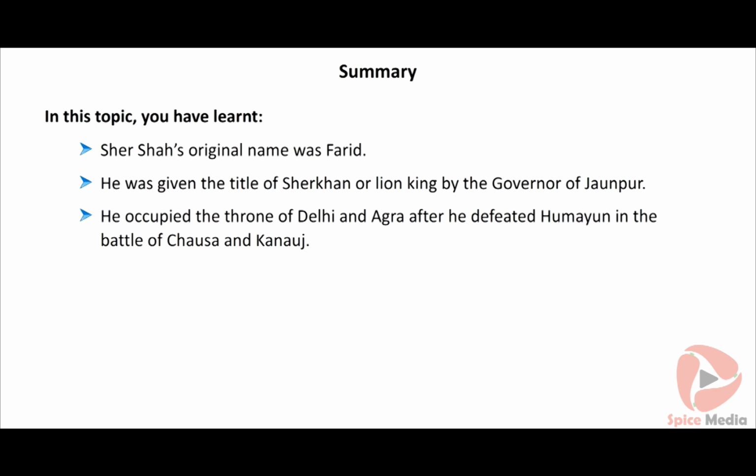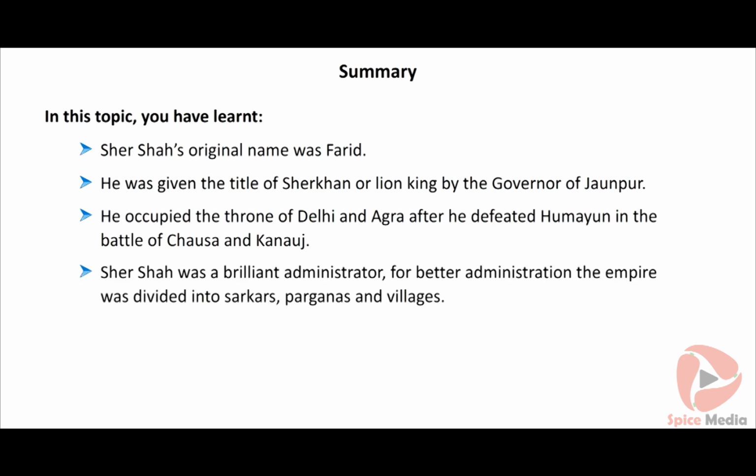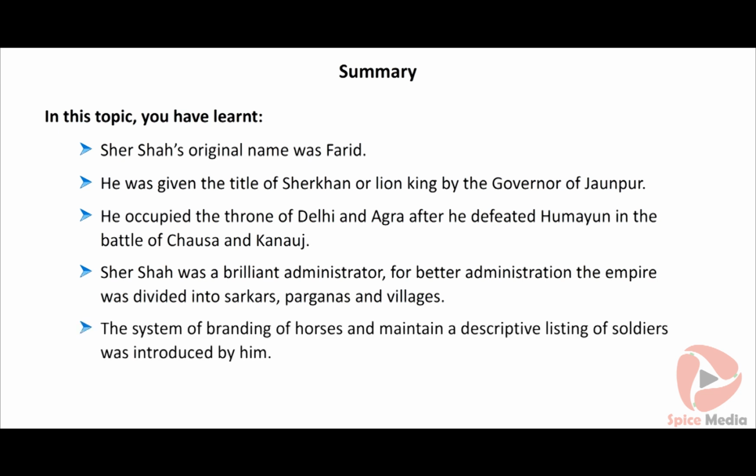He occupied the throne of Delhi and Agra after he defeated Humayun in the Battle of Chausa and the Battle of Kannauj. Sher Shah was a brilliant administrator. For better administration, the empire was divided into sarkars, parganas and villages. The system of branding of horses and maintaining a descriptive listing of soldiers was introduced by him.